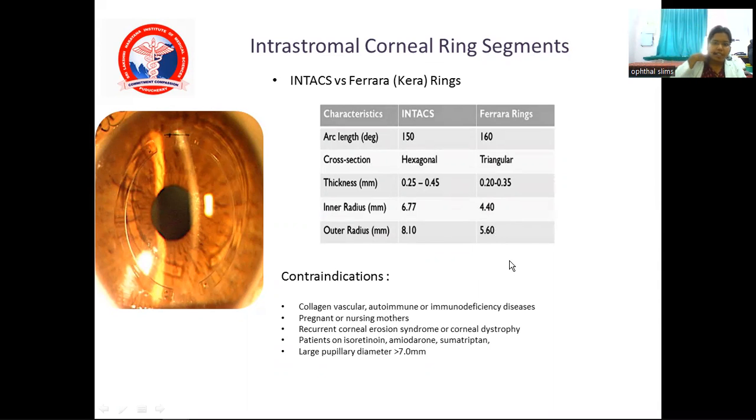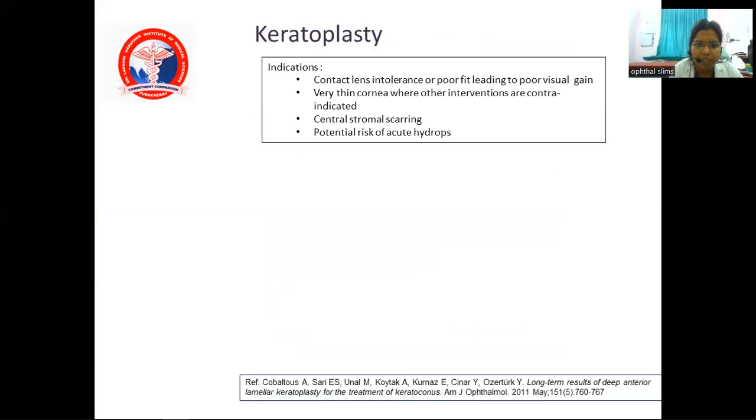Then contraindications for intracorneal ring segments. The patient is suffering from any collagen vascular disease, autoimmune disease, or immunodeficiency disease. If they are a pregnant or nursing mother, recurrent corneal erosion syndrome or corneal dystrophy, patients on isotretinoin, amiodarone, and somatropin, or large pupillary diameter if it is more than 7 mm. In keratoplasty, the indications are contact lens intolerance or poor fit leading to poor visual gain, very thick cornea where other interventions are contraindicated, central stromal scarring, and if there is a potential risk of acute hydrops.